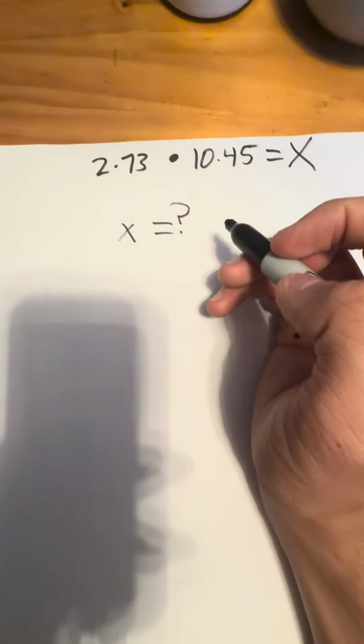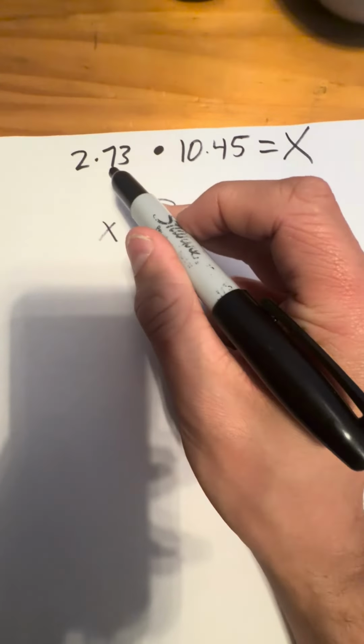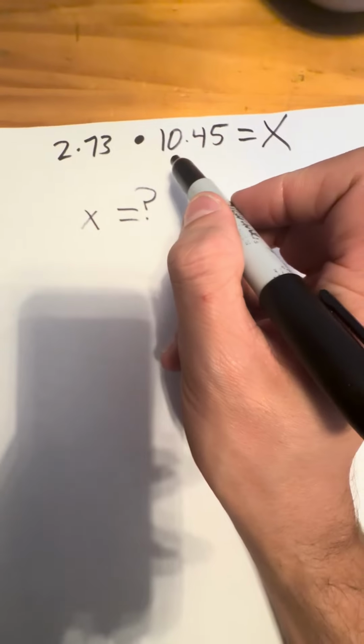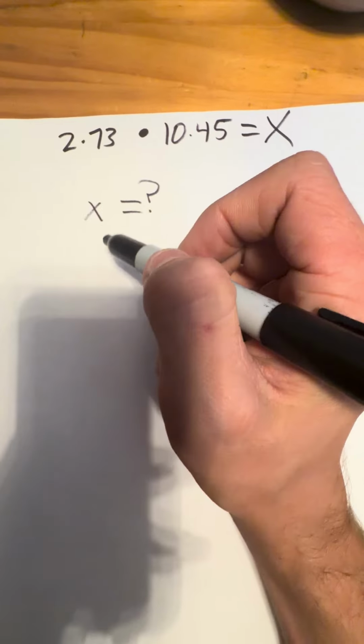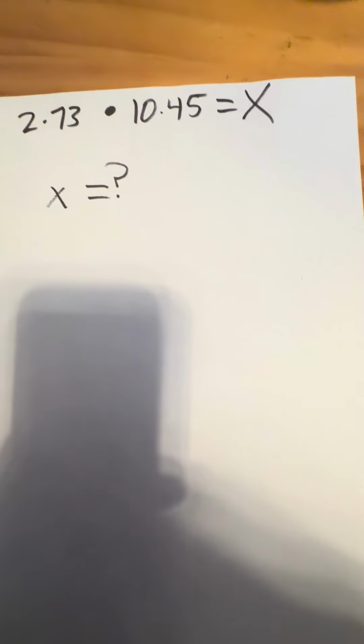All right, here we got another problem. We got 2.73 times 10.45 equals x. What is x? So this one you could easily use a calculator, but I'm trying to show you a way to do it with mental math.